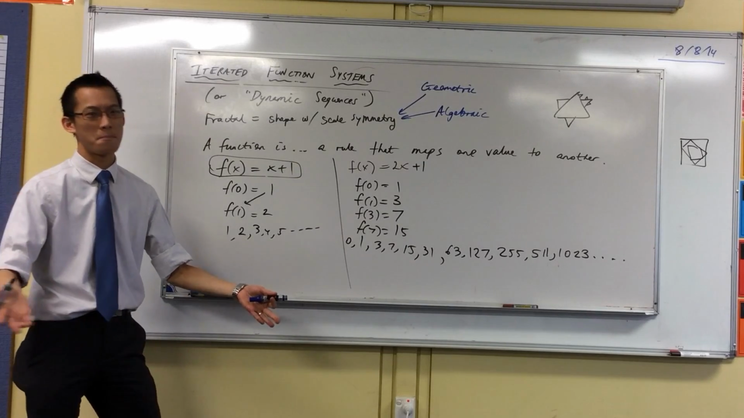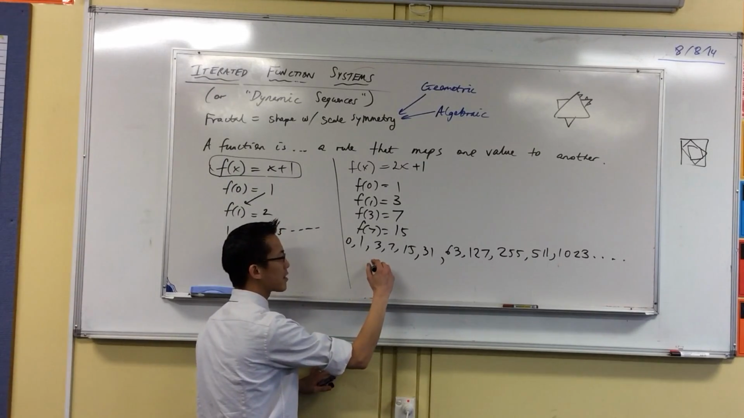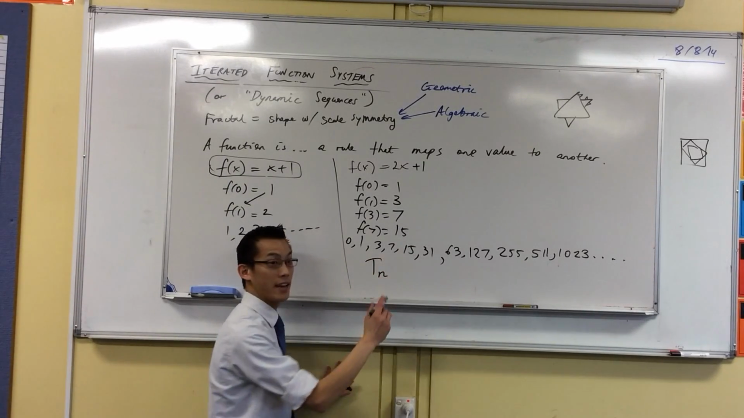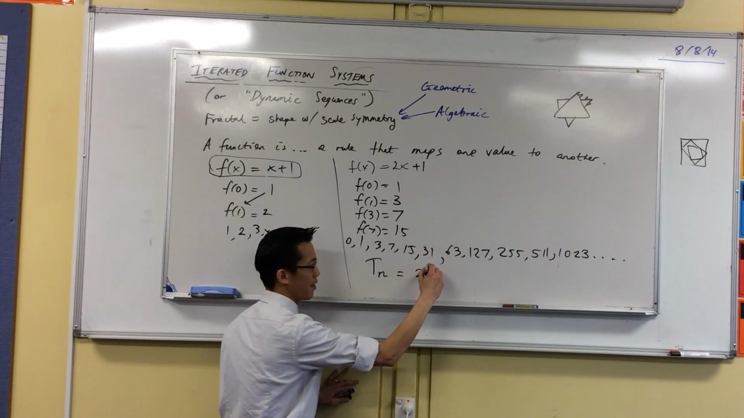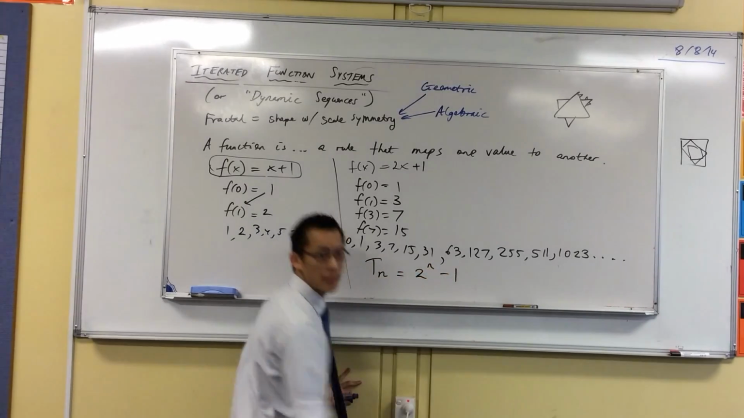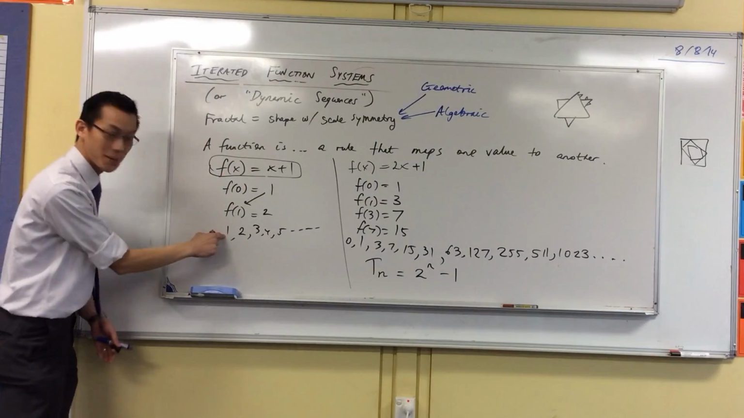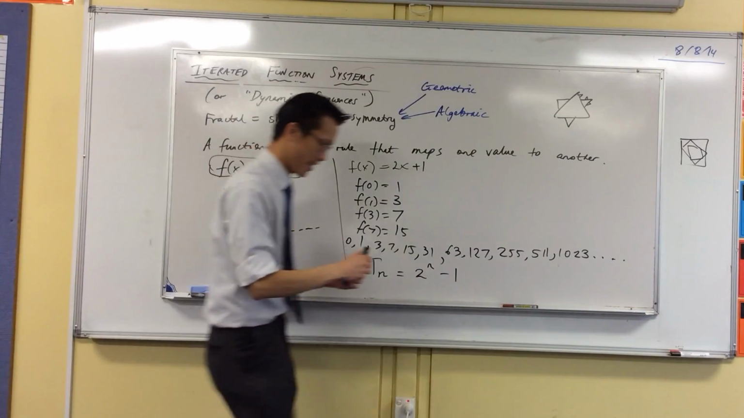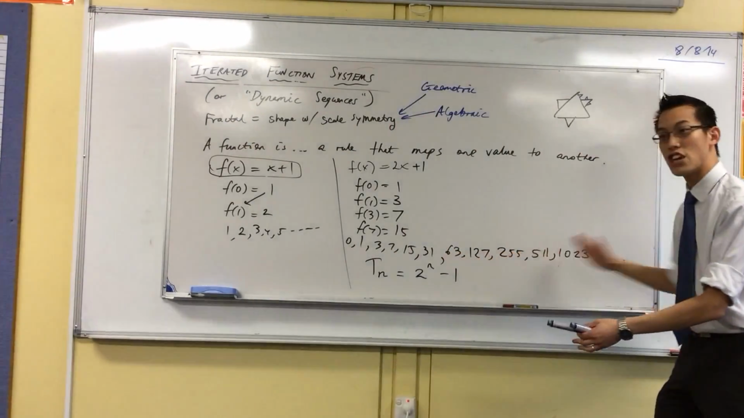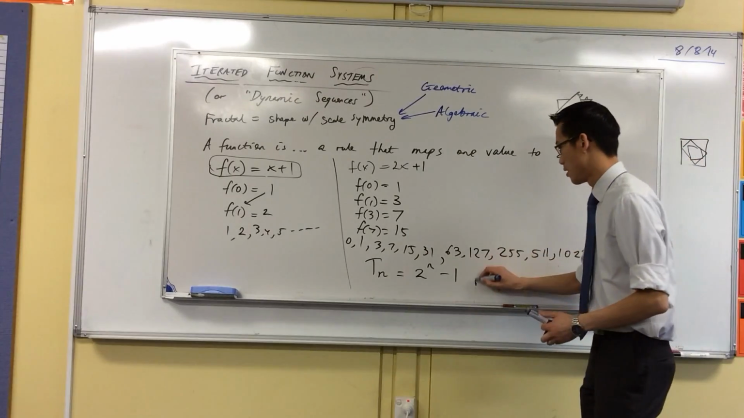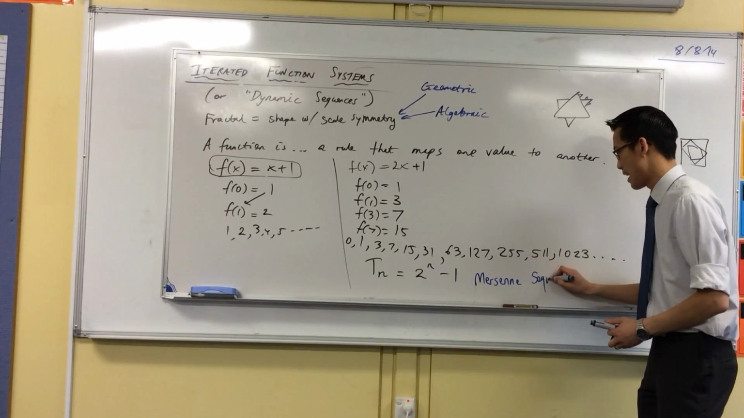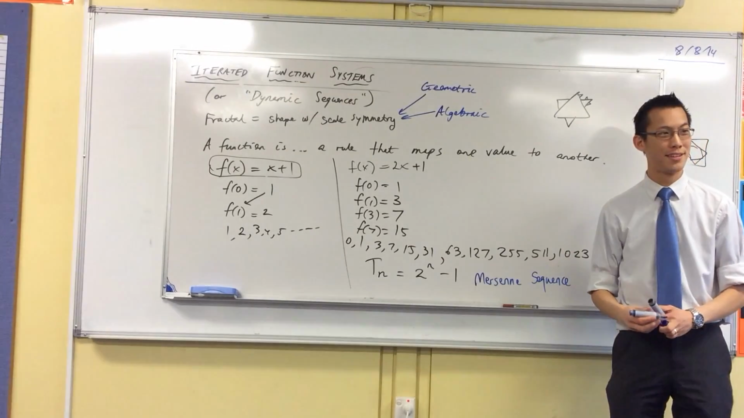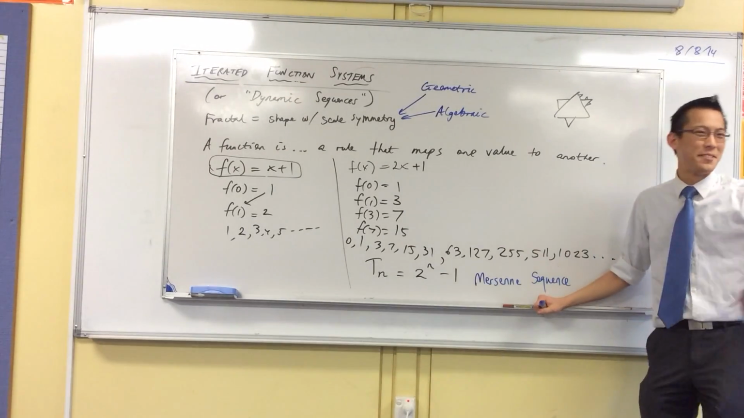Here's a way that mathematicians do this. Let's say the nth term, term n, is equal to a power of 2 minus 1. And this is an important sequence, just like the other one is an important sequence, but this is a bit more boring. This sequence that we've just generated here is called the Mersenne sequence, unsurprisingly named after a guy named Mersenne.